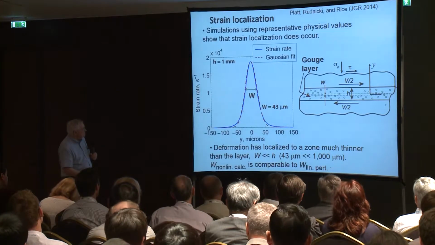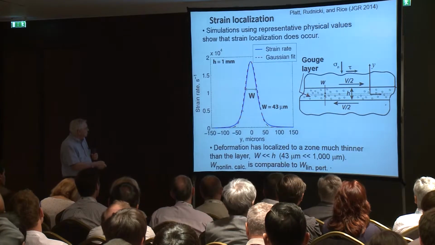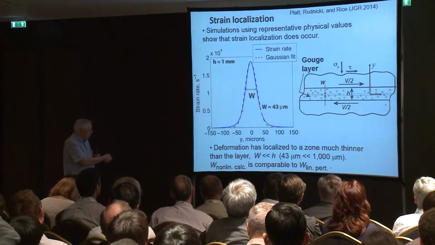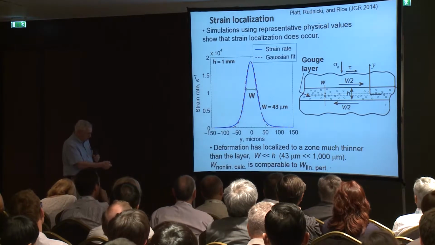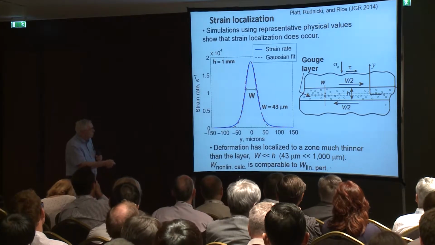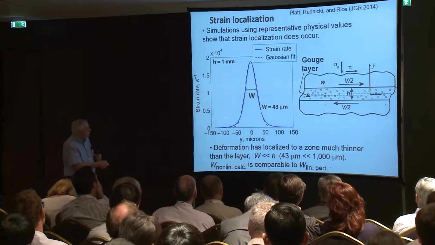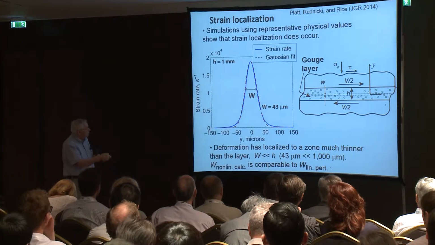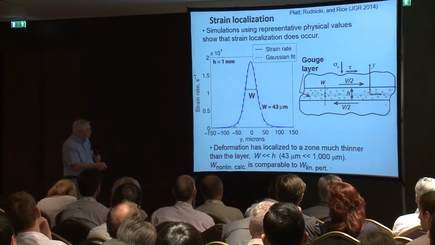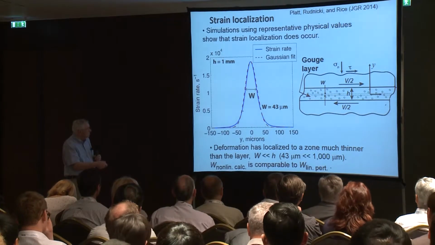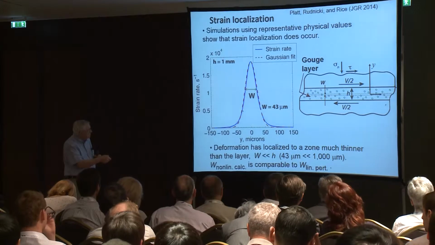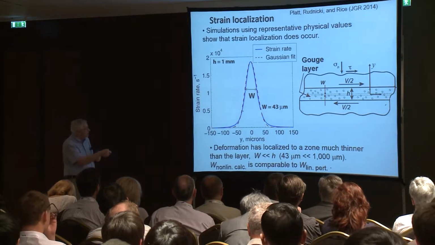And it just depicts the strain localization. So here's the strain rate plotted against thickness across that layer. This is a calculation. And you can see how this strain rate becomes very high in the middle and negligible as you move away from the middle of the zone. And this is well fit by a Gaussian curve.